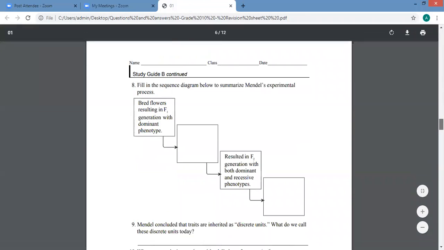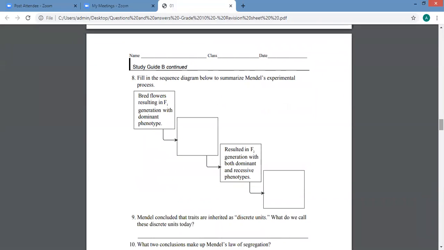Number 8. Fill in the sequence diagram below to summarize Mendel's experimental process. The first box: trait flowers resulting in first generation with dominant phenotype. So what will we write in the second box? Third box: resulted in first generation with both dominant and recessive phenotypes. And what will we write in the last box? Who knows the answer?